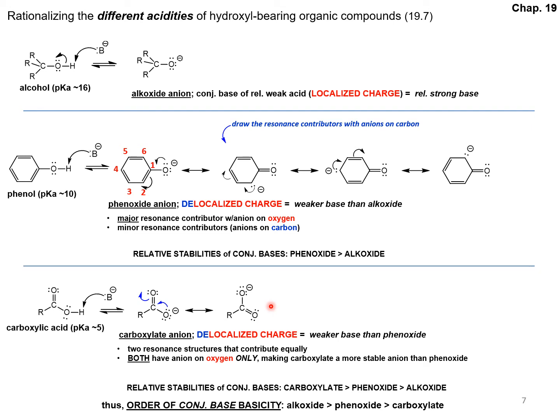And we use that same concept here. The pKa of a carboxylic acid is 5. It is a stronger acid than an alcohol, which has a pKa of 16. Therefore, its conjugate base is going to be a weaker base than the conjugate base of an alcohol. So carboxylates are less eager to pick up a proton than the alkoxide anion, which has the localized charge.